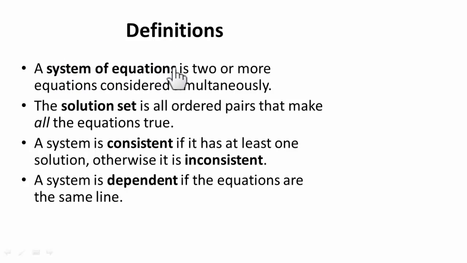A system of equations is two or more equations that are considered simultaneously. And when you have a solution set, it'll be a set of ordered pairs that make all the equations true. So if you have an ordered pair (x, y), you plug in both of those and it should satisfy all the equations. Now a system is consistent if it has at least one solution, otherwise it is inconsistent. A system is dependent if the equations are one and the same line.